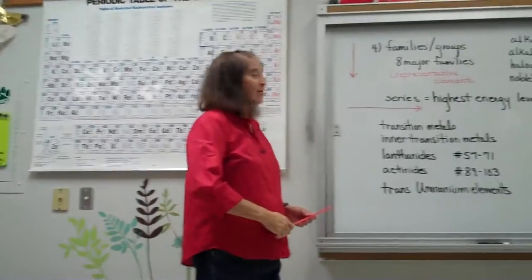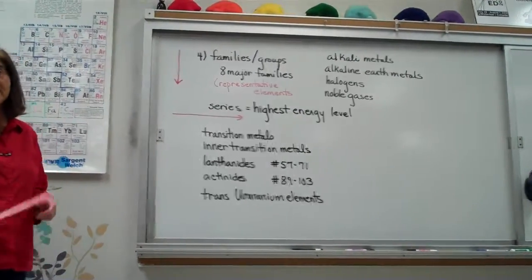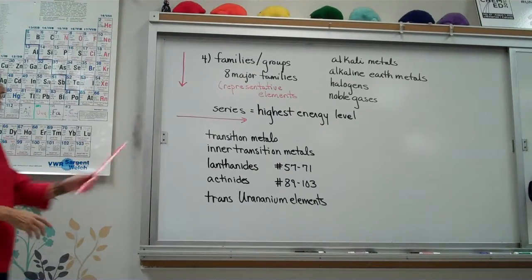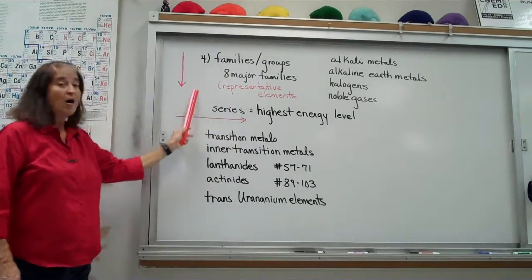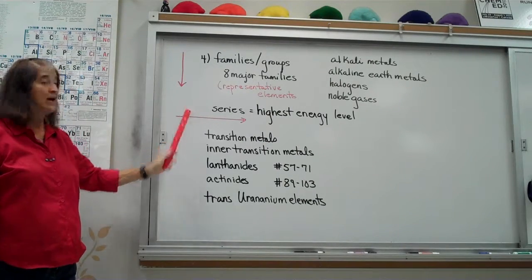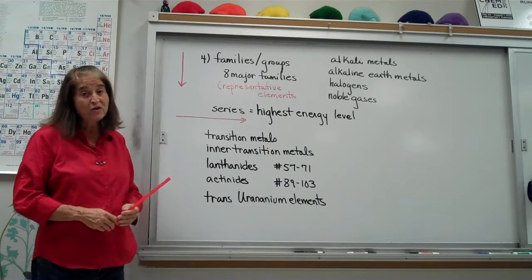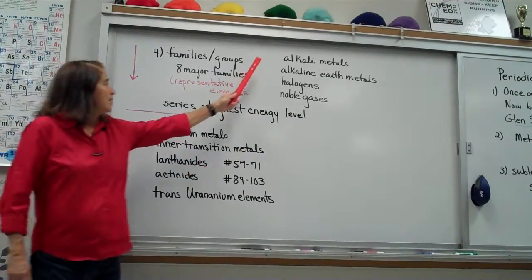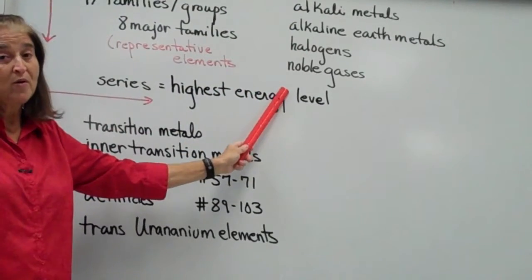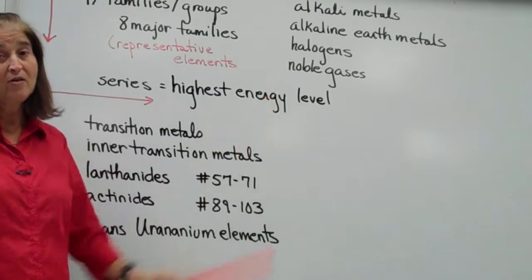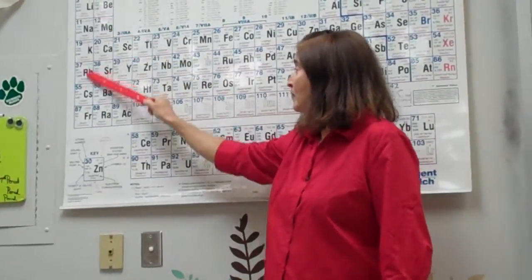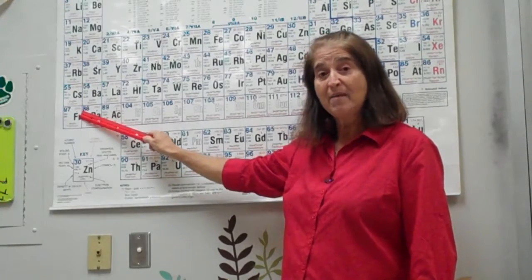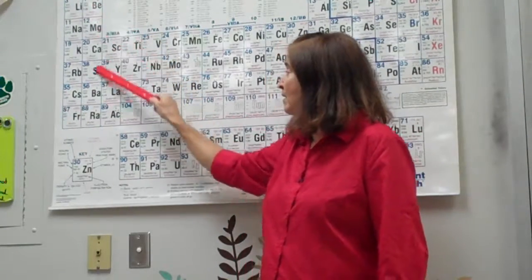All right? Now, something we haven't talked specifically about is families. If we're looking at families, families or groups are vertical columns on the periodic table. There are 8 major families, often referred to as the representative elements. If we look, we want to know where these major families are located on the periodic table. So turning here, we see that the first family is referred to as the alkali metals. The second family is referred to as the alkaline earth metals.